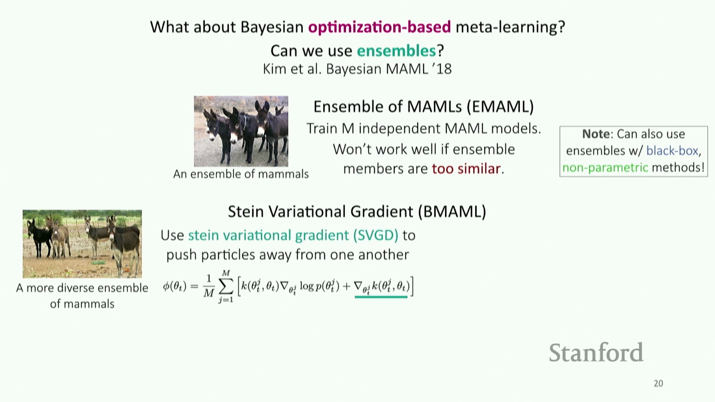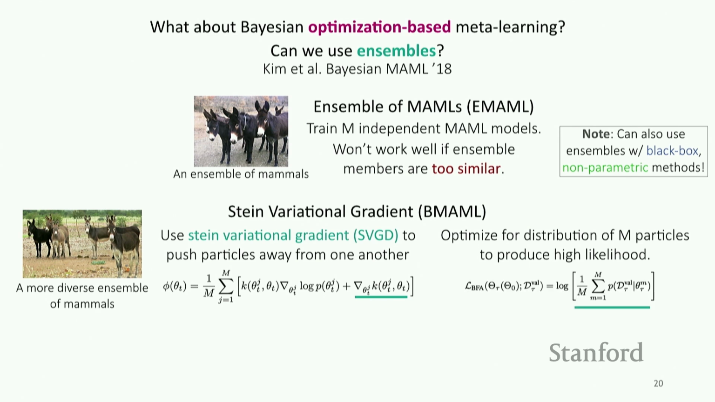Okay, the other thing that they did here as well is instead of just pushing the particles away from one another, they also optimize such that the ensemble gives you a distribution of particles that produce high likelihood. And so instead of completely separately training these different models, they took their ensemble and optimized them all jointly together. So if you have M particles, you're optimizing for the likelihood that's averaged over those M particles.